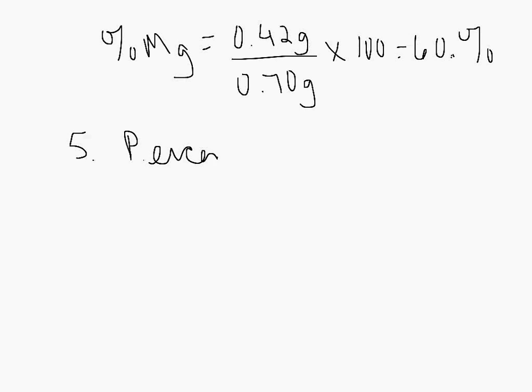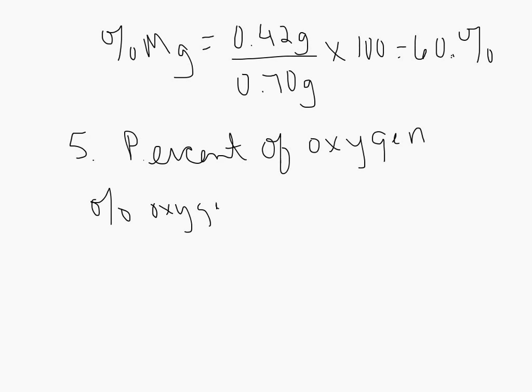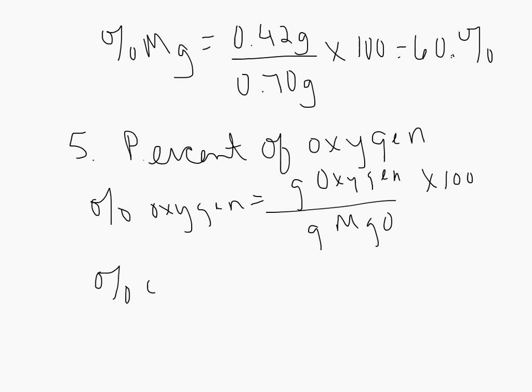Okay, and then the fifth calculation is the percent of oxygen. Let me make that look just a little bit better there. For the percent of oxygen, you want to put the formula in there. So the percent of oxygen is equal to the mass of oxygen over the grams of magnesium oxide times 100. So our percent of oxygen is equal to 0.28 divided by 0.7 times 100.